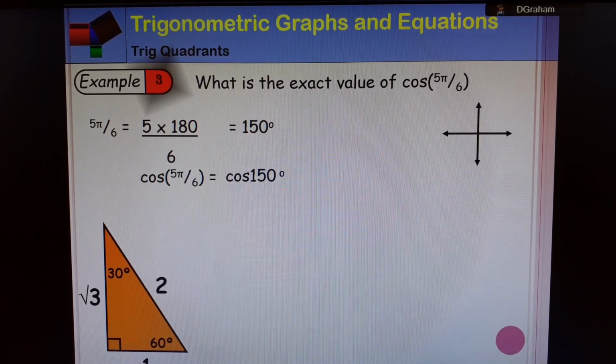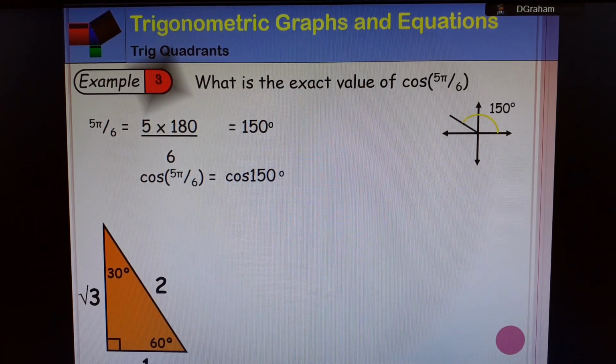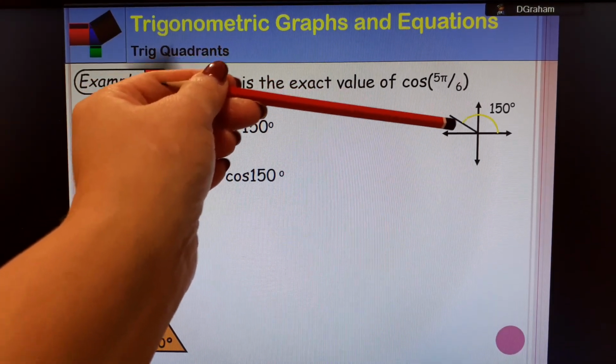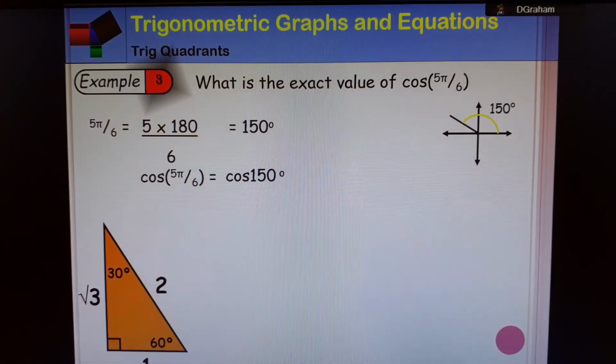So let's use the table now. Where would 150 be? It's going to go right round there into the second quadrant again. And what would be that extra angle that would take you to the line? It would be a 30 in there, wouldn't it? But let's look at which quadrant we're dealing with.